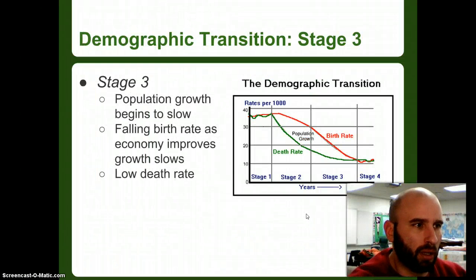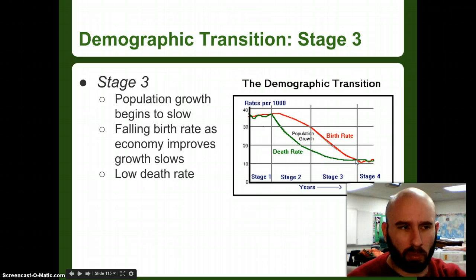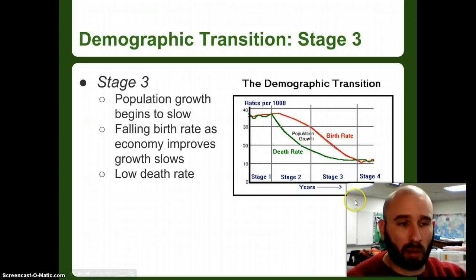Stage 3, we can see that the birth rate is starting to slow down. And towards the end of the third stage, we're going to see that the two lines are actually going to come back together. Okay? And that the death rate is slowing down as well. So eventually towards the end here, these two are going to merge, and what we see is that we have a stable economy for the most part, or a stable country in terms of its demographics.